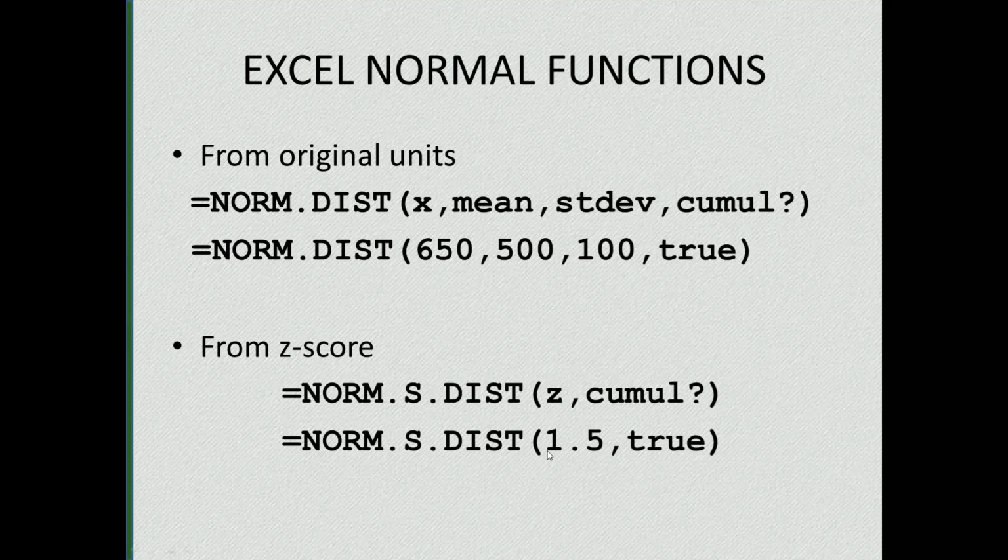Alternately, we could say, hey, a 650 is 1.5 standard deviations above average. And so our z-score was 1.5. Norm.s.dist of 1.5. And again, true.